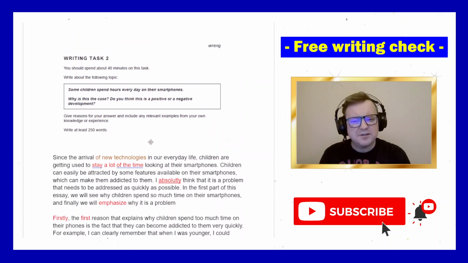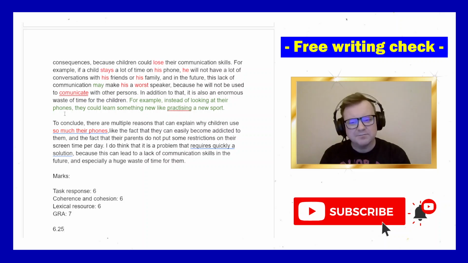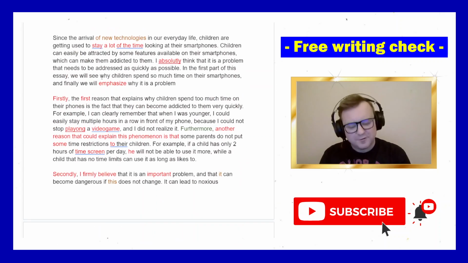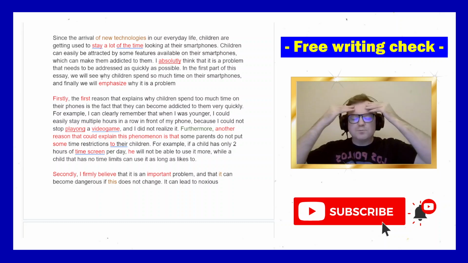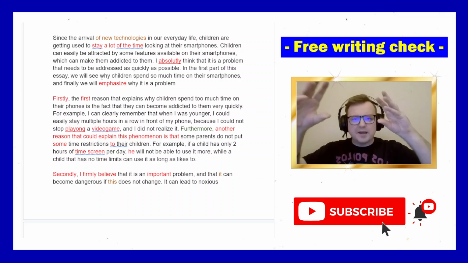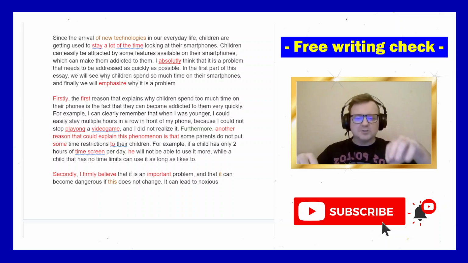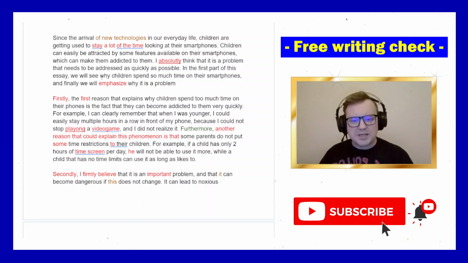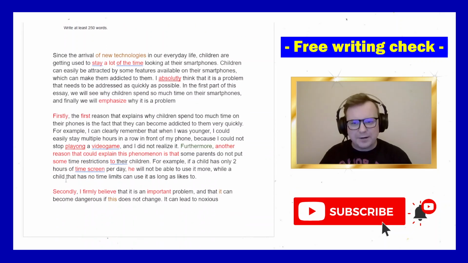Secondly, understand the different question types, right? When we have a two-part question, why is this the case? And do you think this is a positive or negative development? We don't start with firstly, secondly. In some essays, we do firstly, secondly. What are the advantages and disadvantages? You say, what are the... do you think this is a good thing or a bad thing, as one question. I think it's a good thing, and then firstly, secondly. So there are different question types in IELTS Task 2, and the question type can determine how we start paragraphs.